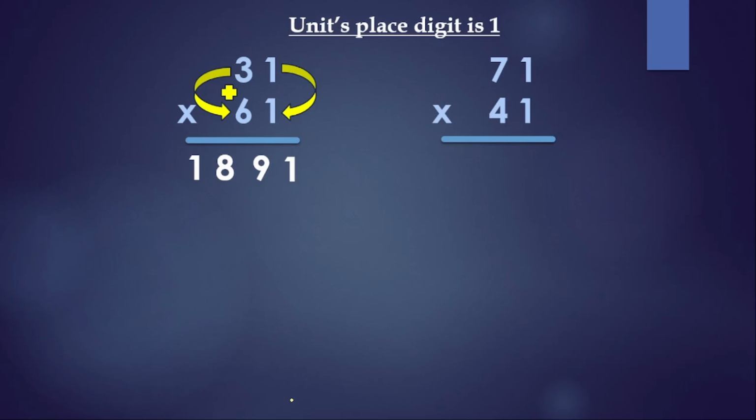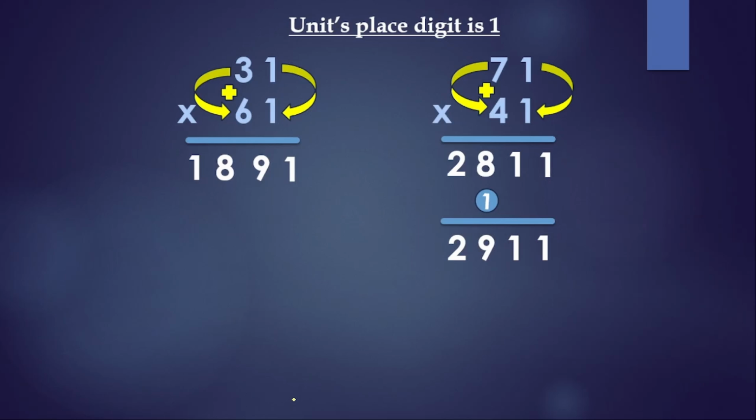Let us see another. 71 times 41. Both the units place digits are again 1. 1 times 1 is 1. 7 times 4 is 28. Again, 7 plus 4 is 11. So 1 goes in the units place and the other 1 goes as carry. The final answer is 2911. Simple patterns, right? But they can help speed up the process.